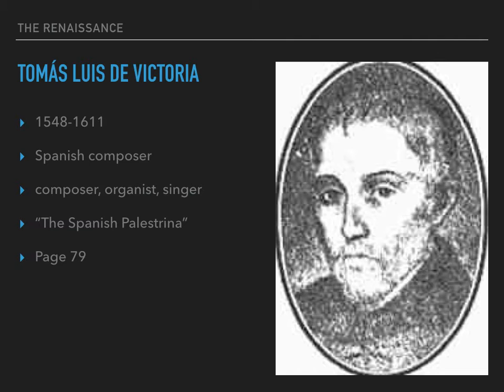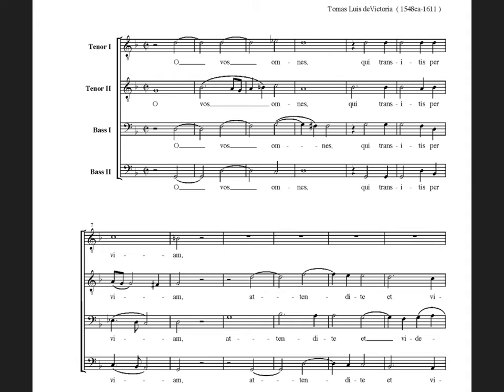And I would encourage you to read the text on page 79 of the reading for lecture number 10. The piece by Tomás Luis de Victoria is this gorgeous piece, O Vos Omnes, which is sung during Holy Week. It's a very mournful song. As you can see here, the first voice that enters is the tenor two line, and then tenor one, bass two, and bass one all enter at the same time after tenor two.